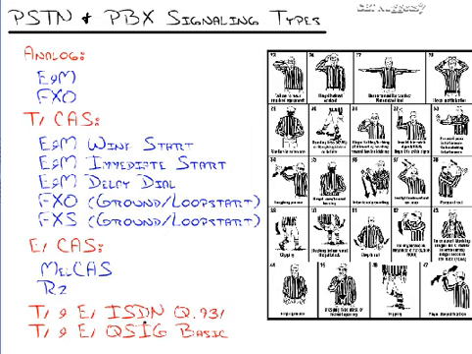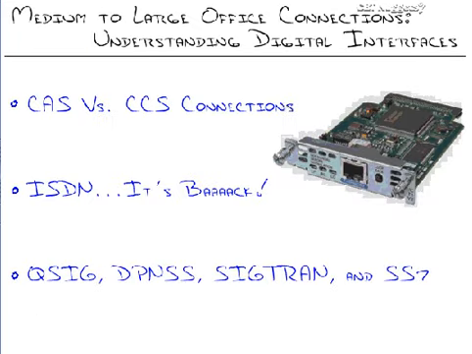I know this video has been a lot of theory, but we're about to take all of this theory and put it into practical use as we start configuring our digital interfaces. But to wrap up, what we saw was CAS versus CCS. Again, CAS being channel-associated signaling, where all of our signaling is included in the same channel as our audio. We get to use all 24 channels by doing that.